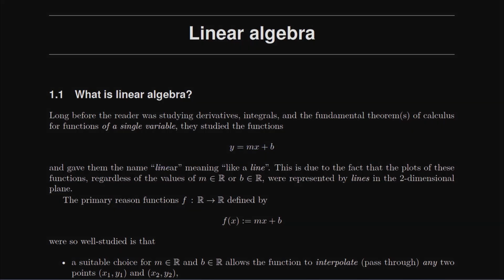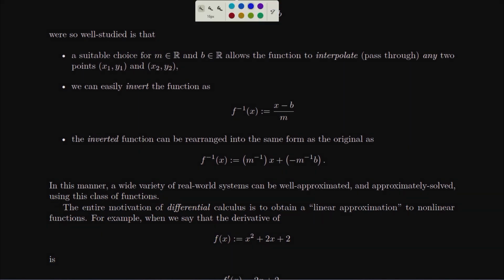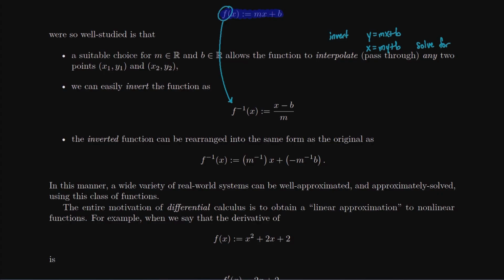The primary reason why we like to study these objects, y equals mx plus b, or if we want to write it in function notation, f of x equals mx plus b, is that it's pretty easy to invert this function. Let's recall what it means to invert a function. If we invert y equals mx plus b, we're going to swap y and x around, and we're going to solve for y. How do we solve for y? Well, we have to subtract b. We have to divide by m. And so your inverse function ends up being x minus b divided by m, and all you needed to do to get to the inverse was perform one subtraction and one division.